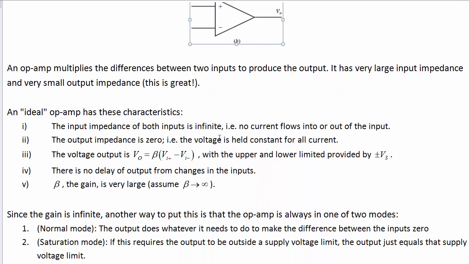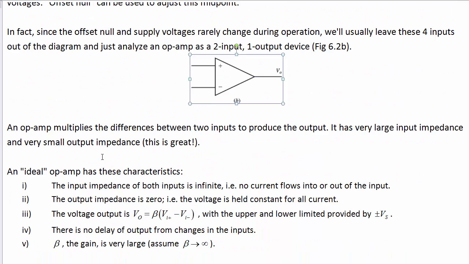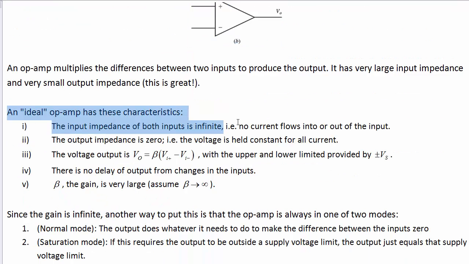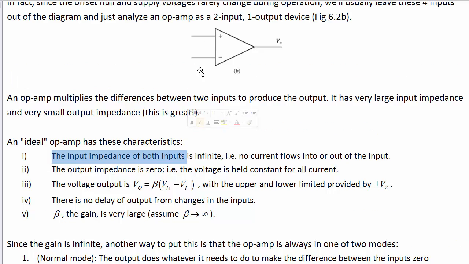Most of the time we can assume that op-amps have ideal op-amp characteristics, which are that the input impedance of both inputs, so this input and this input, are infinite. So really, not just really large, but infinite. So no current flows into or out of either of the inputs. No current can go in there, no current can go in there, or come out of those.